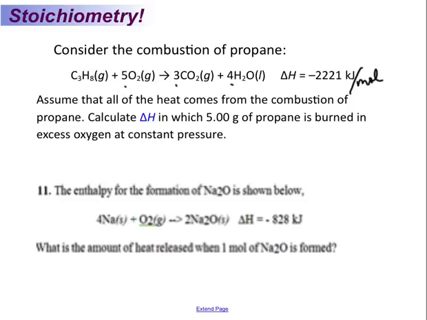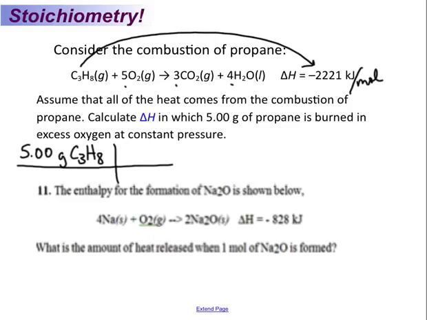So assuming that all the heat comes from the combustion of propane, calculate delta H in which 5 grams of propane is burned in excess oxygen. Well, that is the equation representing propane being burned. I'm going to start with my 5 grams, and I'm ultimately going to want to mole bridge to that guy.